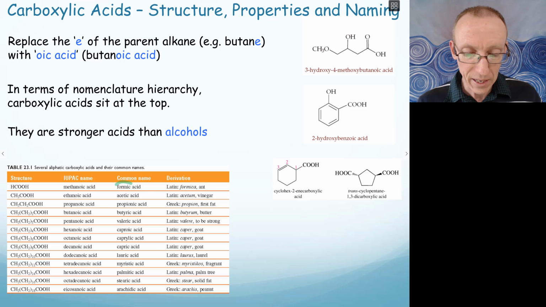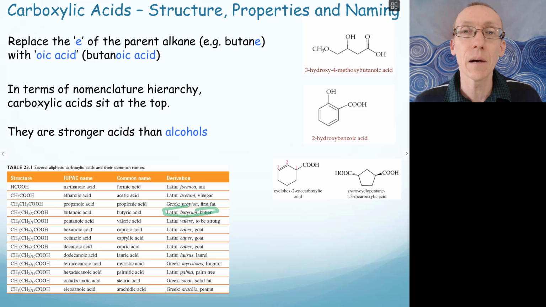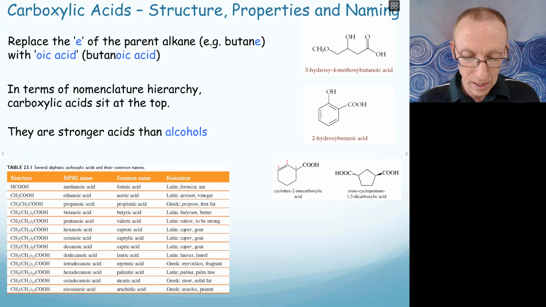So formic acid comes from the Latin for ant, which is formica. Acetic acid from the Latin for vinegar, acetum, and so on. Interesting one here is the 4-carbon carboxylic acid, butyric acid, which comes from the Latin for butter, and butyric acid is one of those volatile components of butter that gives it its distinctive smell.